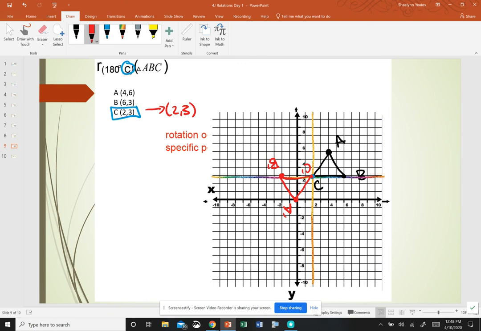Okay, so now to write the new points for A, B, and C. So A was originally at 4, 6. Now A is at the origin. It's at point 0, 0. Then B was originally at 6, 3. Now B is at -2, +3.